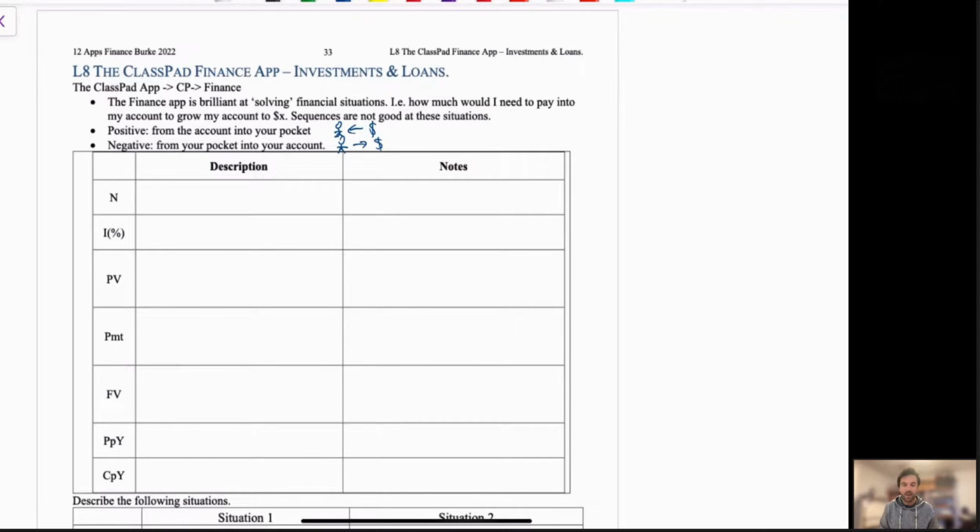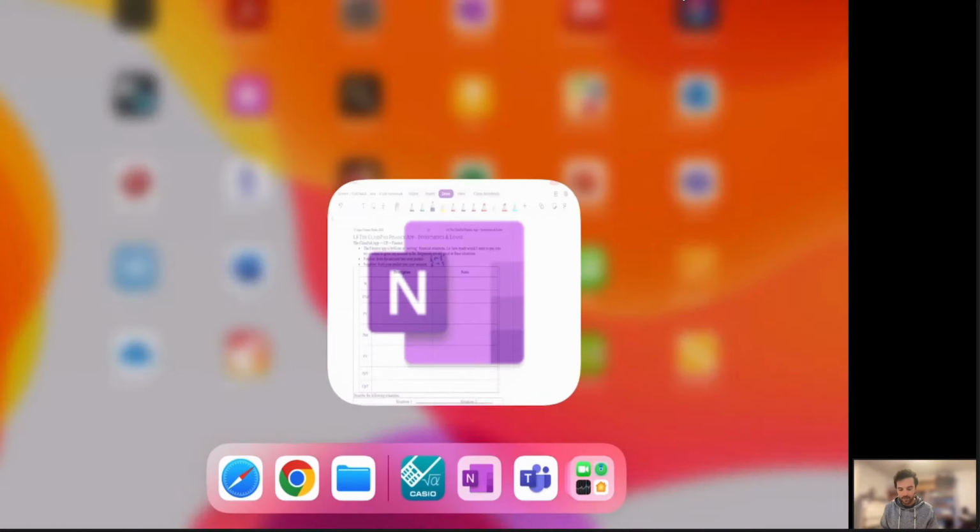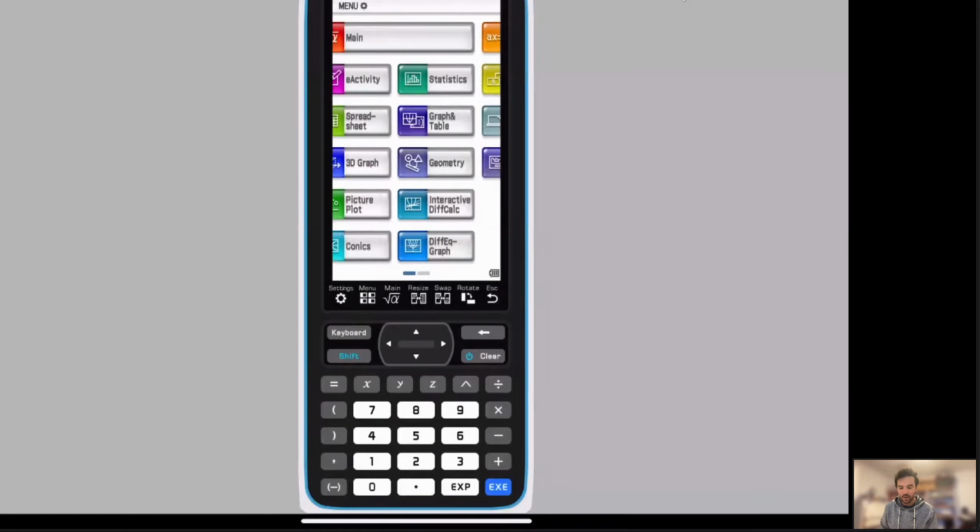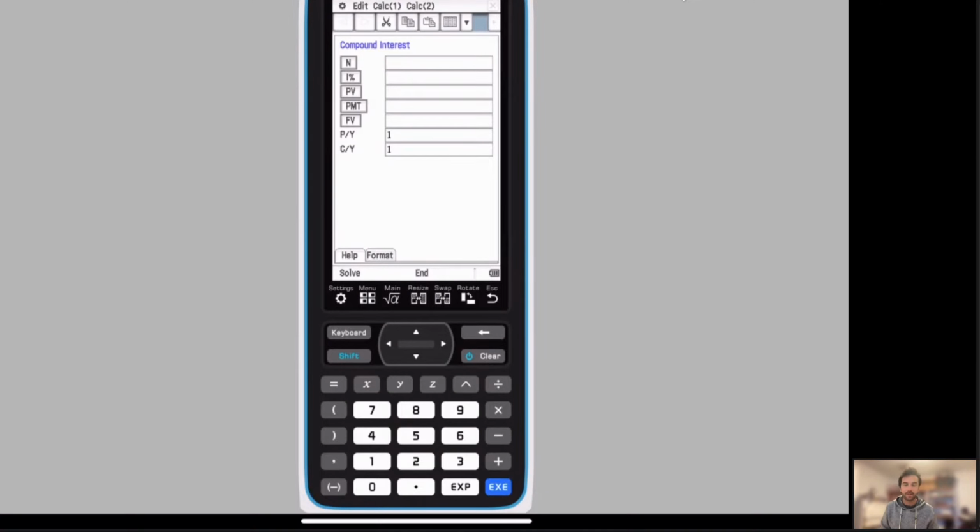Now with that in mind, we're going to have a look at the finance app. Before we do this description, I'll just show you where to get it. If you're on your Classpad, you go across and finance, okay? Now if you can't see this, you want to go Calc 1 and choose compound interest. Now this app is we're going to use to death basically, and we need to know it really well. There is a feature here that helps figure out what each of these things mean.